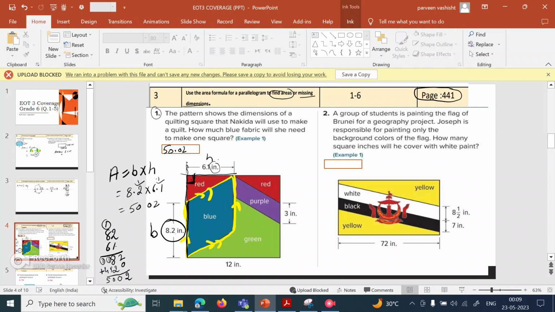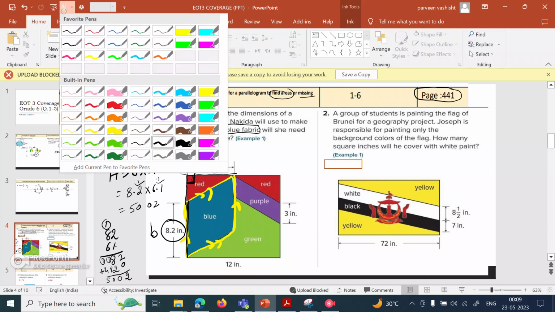50.02. And what was it given in which unit? It is inch, so you will write inch square. We wanted to find out how much blue fabric. So blue fabric is in the form of a parallelogram. So now question number 2 is the same question, but you have to understand and you will do it yourself.